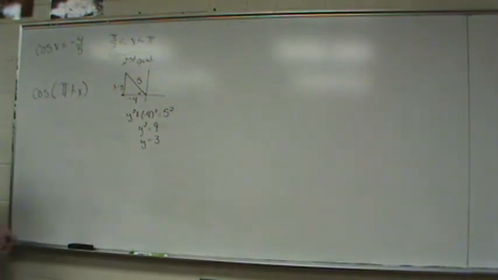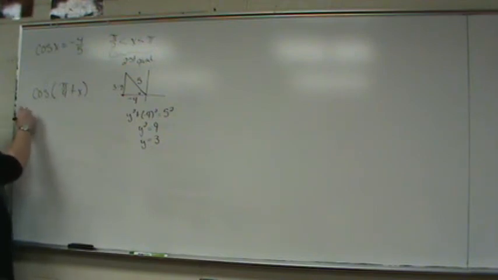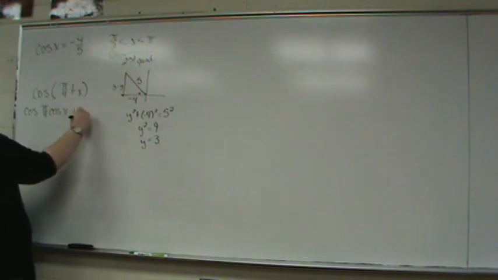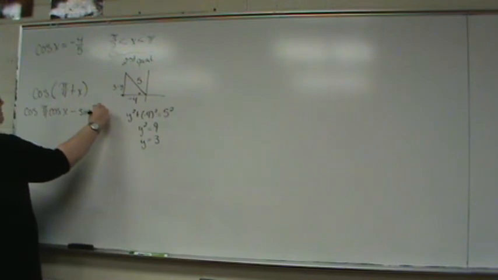So now I want to use that triangle with this problem when I expand it out. I have to expand this out using the cosine addition identity. And that said cosine of our first angle times cosine of our second angle, subtracted from sine of our first angle, sine of our second angle.